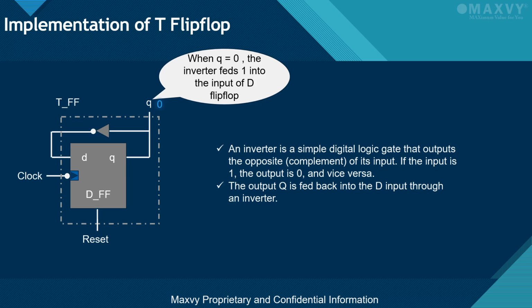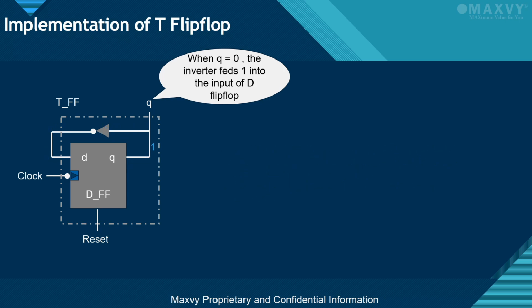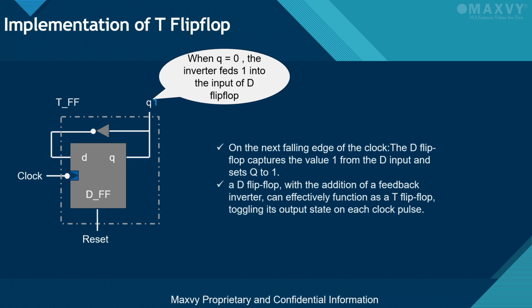When Q equals 0, the inverter feeds 1 into the input of the D flip-flop. On the next falling edge of the clock, the D flip-flop captures the value 1 from the D input and sets Q to 1. A D flip-flop with the addition of a feedback inverter can effectively function as a T flip-flop, toggling its output state on each clock pulse.